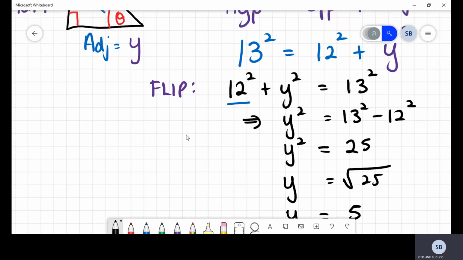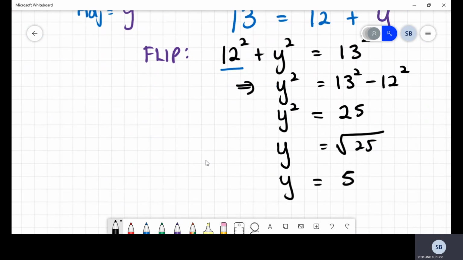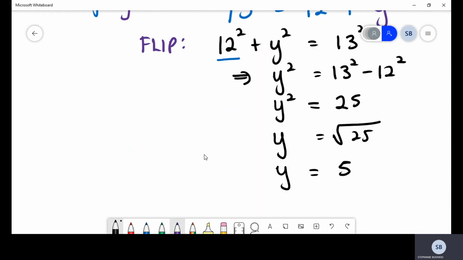You need to check your question. Did they give any particular units? Yes, they did. Their units, sorry, are in meters. So you want to make sure that you state that your question had units. So your answer for y, which is the adjacent, the side you were trying to calculate the length of, was found to be 5 meters.